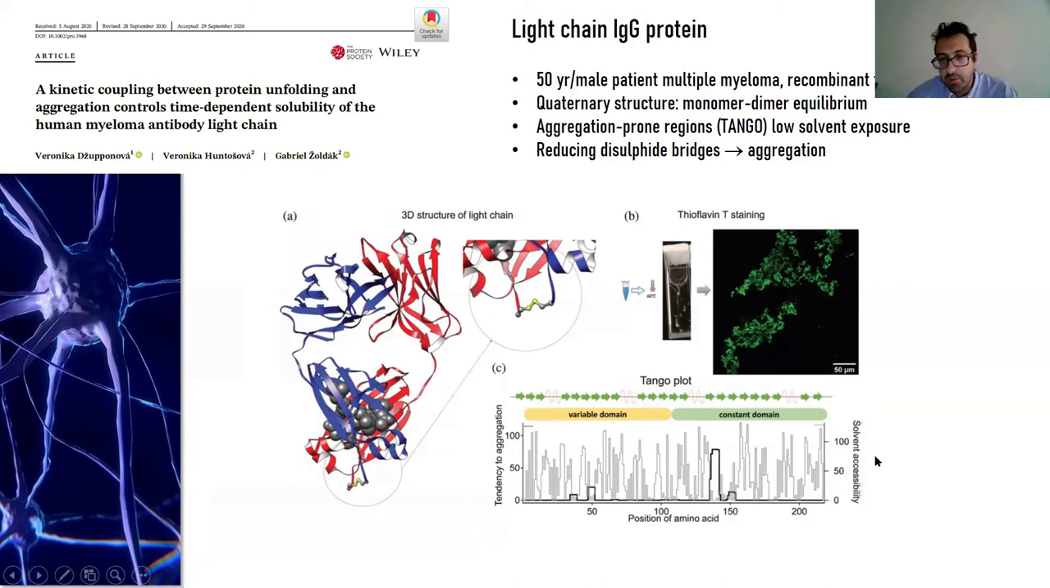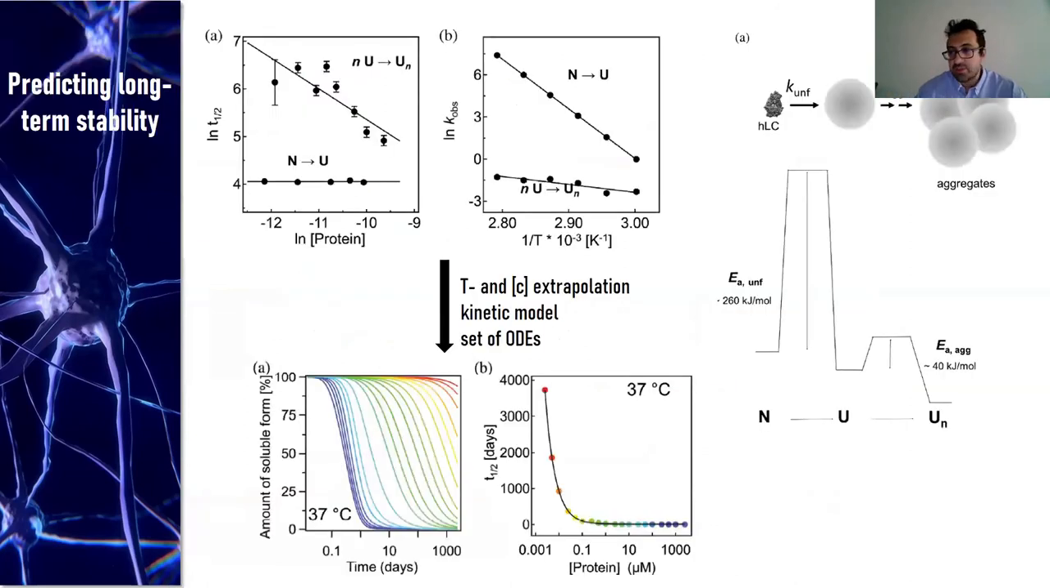But at the same time, if you calculate from the native state whether these sites are accessible to the solvent, you see that, for example, this highly aggregation prone region is not accessible to solvent, which means that under native conditions this aggregation prone region is not exposed, and so it doesn't aggregate through these regions, but it may aggregate through another region. So we use absorbance spectroscopy to characterize the aggregation kinetics.